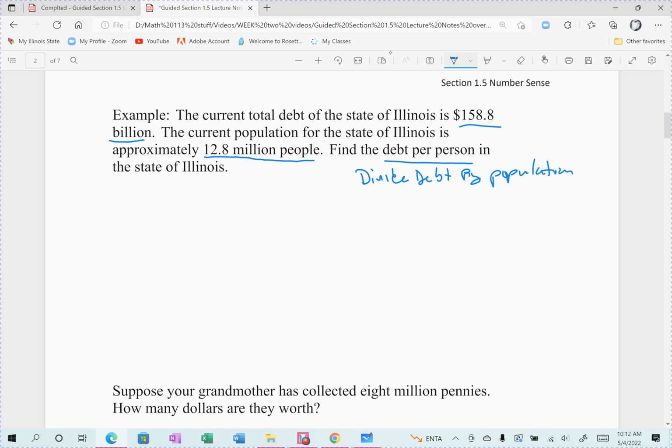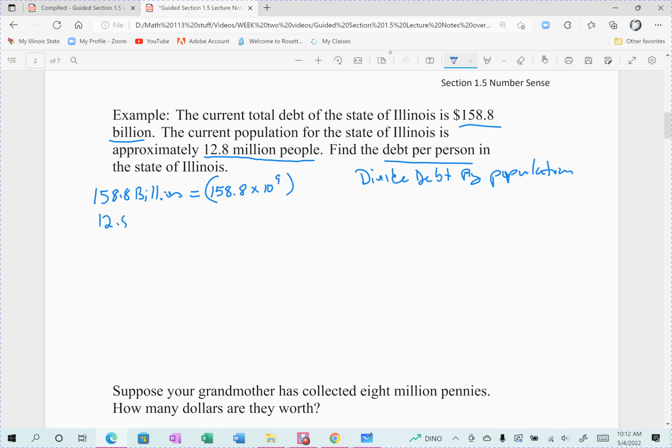The biggest thing again is that one of them is in billions and one of them is in millions, and I have to take that into account when I do my division. I can't just take the 158.8 divided by 12.8 because again, it's not the correct number. Billions is different than millions. So I've got to remember that 158.8 billion, as a number, is 158.8 times 10 to the 9, right? I want to add 9 places after the 158. And so that's the unit I'm going to use for billions.